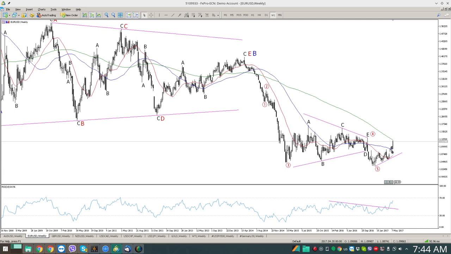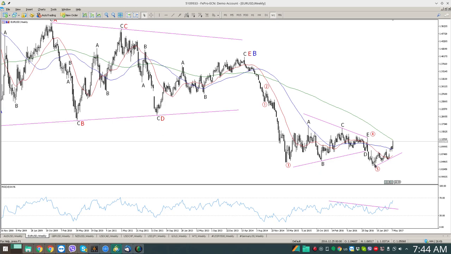The break above this 55 SMA is important. Also, the reaction: we had a break here, an attempt to reverse lower, which was rejected here. So this is definitely a bullish sign, and that strong bullish candle that followed is also a clear sign of a bullish reversal.